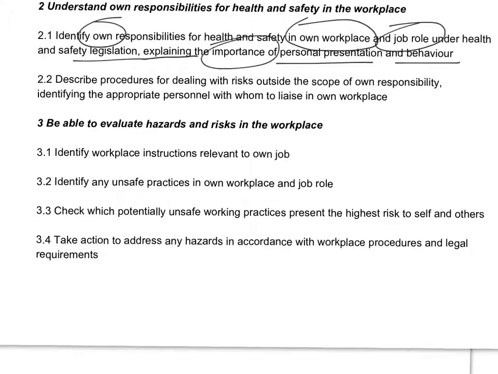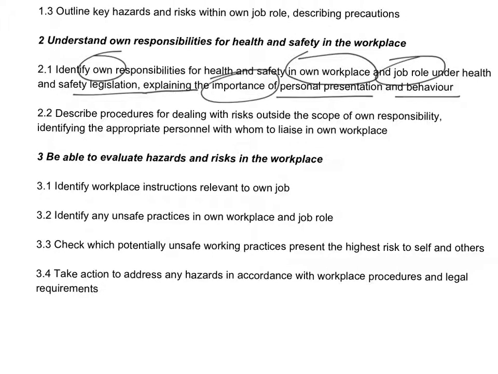In terms of 2.2, describe procedures for dealing with risks outside the scope of your own responsibility. So, you've got your responsibility as outlined here, but outside of your responsibility, there are other things that will occur that you may need to speak to somebody else about. Who are the appropriate personnel? Often it's your line manager, but specify who it is and how you would go about liaising with them, contacting them to discuss said risks.